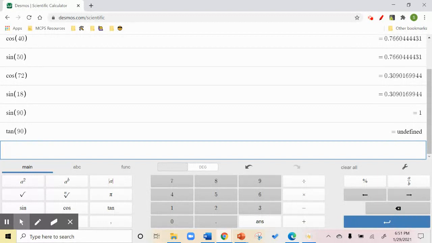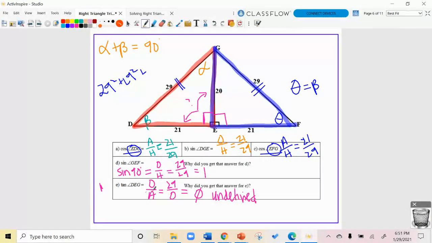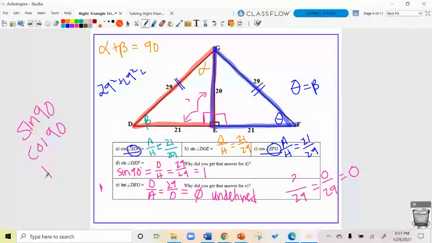Undefined. How crazy. You can also see what the cosine is. Oh, it's 0. Let's see, it didn't ask me for that, but if it was the cosine of this angle, cosine is adjacent over hypotenuse. That's like 0 over 29. Which is 0. So you just figured out what the sine of 90 degrees is, what the cosine of 90 degrees is, and what the tangent of 90 degrees is. You don't need a right triangle for it, but it relates to the right triangle.